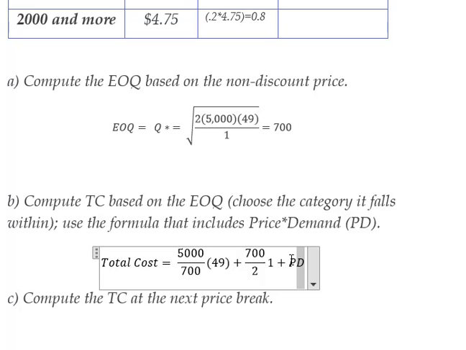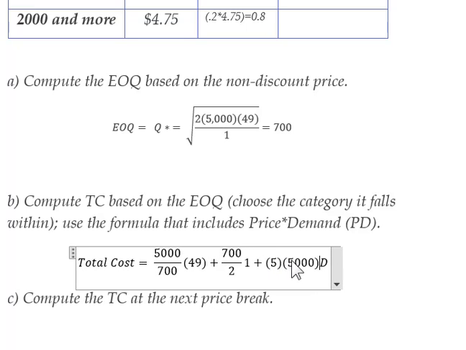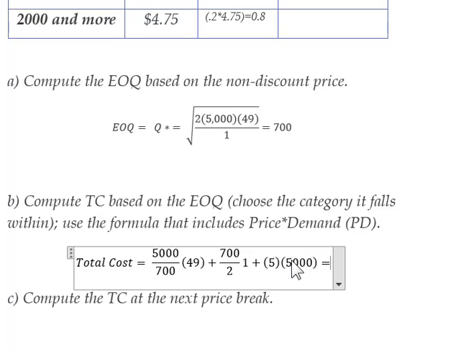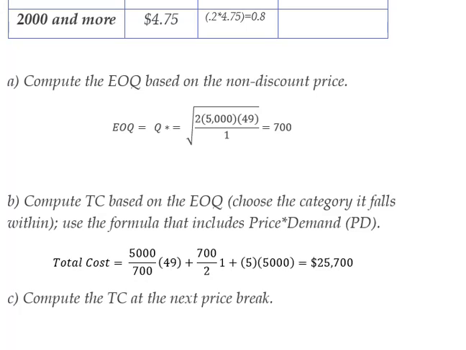So we need to do price times demand. So the price is going to be $5 if we buy 999 or less. And so since we're buying 700, we're going to substitute this for 5. Because we have to pay $5 a unit because we're buying 700, which falls within that first price break, and we're going to multiply that times 5,000. And we're going to find that this is going to equal $25,700.